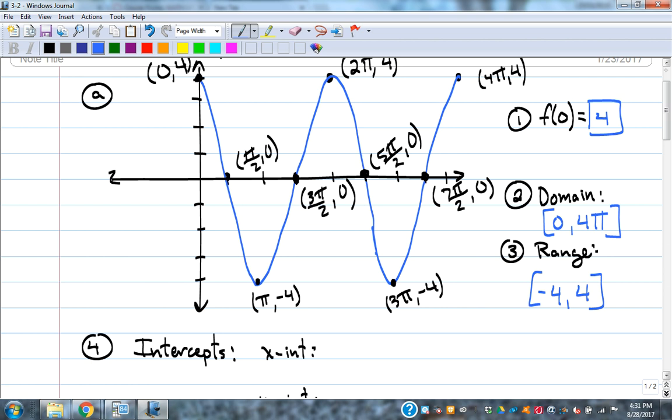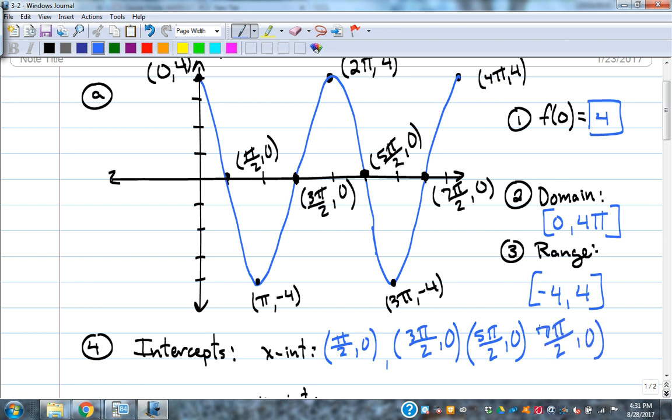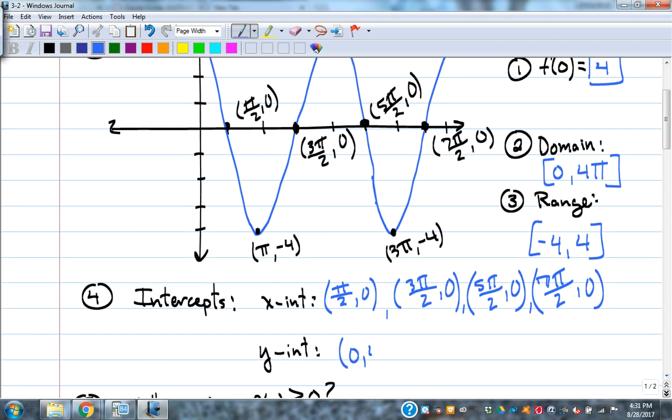Okay, the ordered pairs. So we would have pi over 2, 0. 3 pi over 2, 0. 5 pi over 2, 0. Or 7 pi over 2, 0. We have 4 x-intercepts. What about y-intercepts? One of them. Where is it? At 0, 4. We've got our y-intercepts. We have intercepts for the graph. When they ask for intercepts, they're asking for x and y-intercepts.